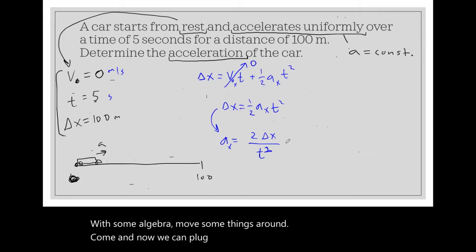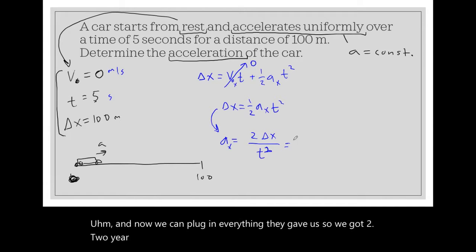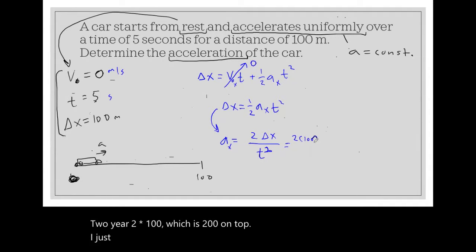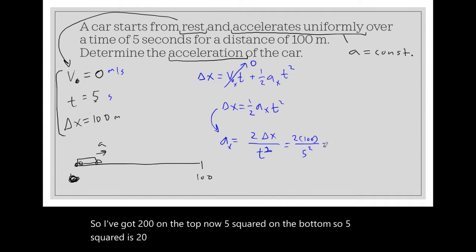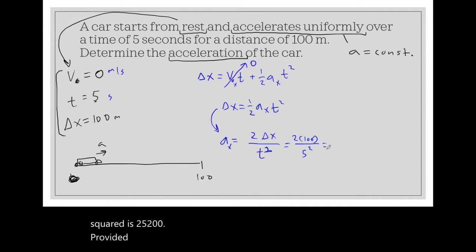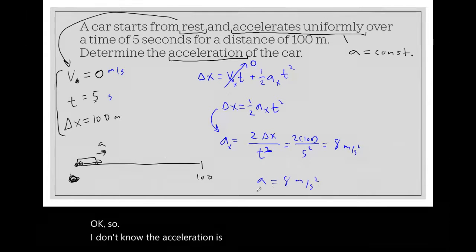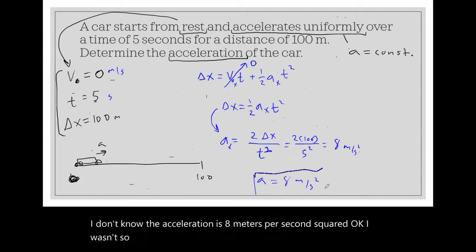And now we can plug in everything they gave us. So we got 2 times 100, which is 200 on the top. 5 squared on the bottom, so 5 squared is 25. 200 divided by 25 is 8. Okay, so we now know the acceleration is 8 meters per second squared. That wasn't so bad.